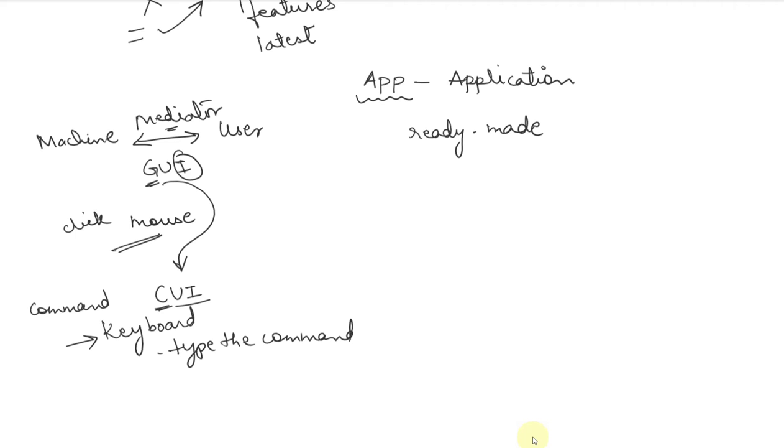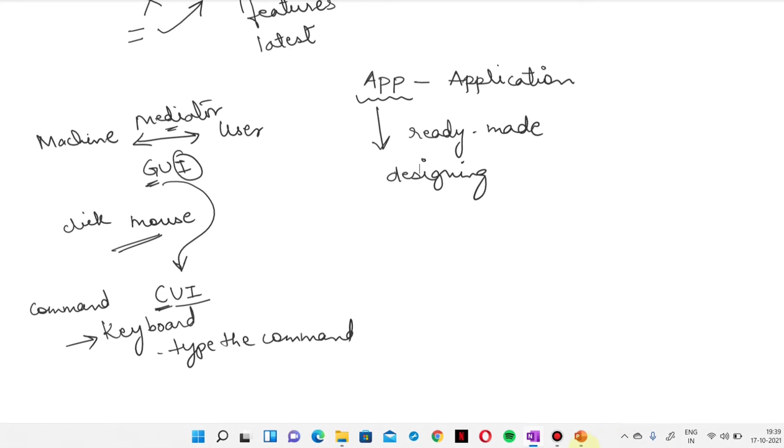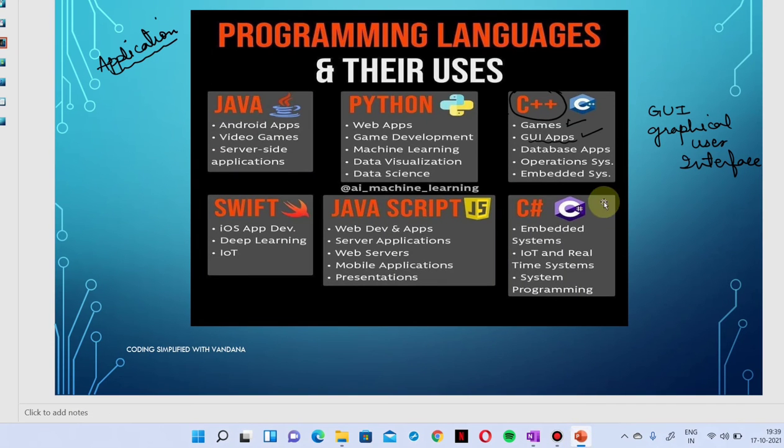Okay, so here we are going to deal with app designing. If you need to design the graphical user interface apps, you can make use of the C++ language. Next, just to list a few more, you have the database applications, the operating systems, the embedded systems. Now, embedded systems, again, this term should be clear to you.